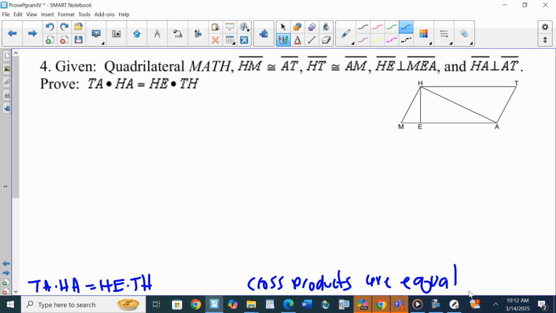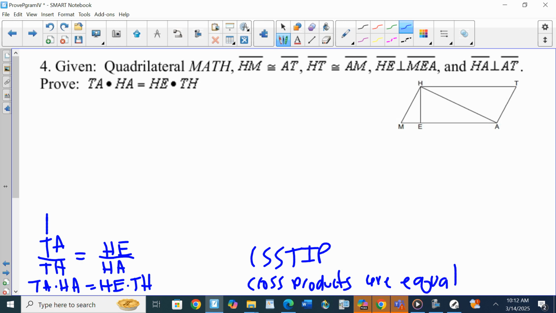So now that I have my multiplication, I make my proportion. Proportion always, always, always comes before that. Whatever's being multiplied is going to be diagonal from each other. So TA over HA equals HE over TH. The reason for the proportion is CSSTP. Before the proportion is always, always, always similar triangles. Is it obvious which triangles I'm proving are similar? You can look at the letters.